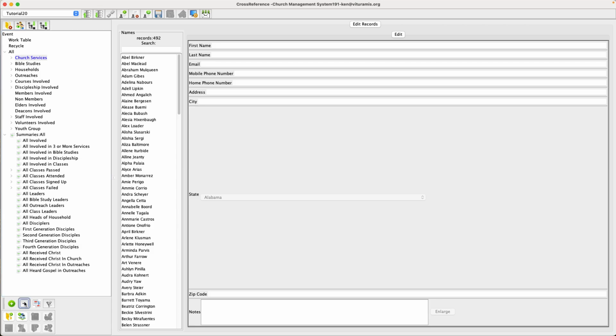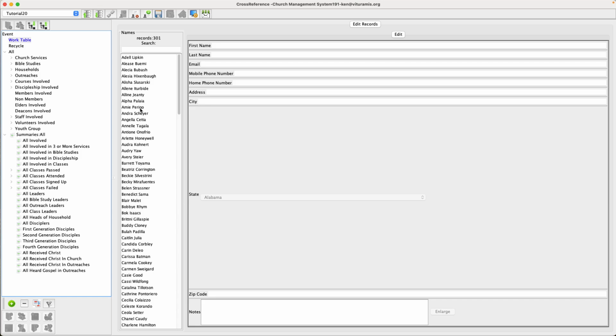And then we subtract all involved in Bible studies, and we have somewhere in the neighborhood of 300. So that means 3/5 of the congregation are not involved in Bible studies.